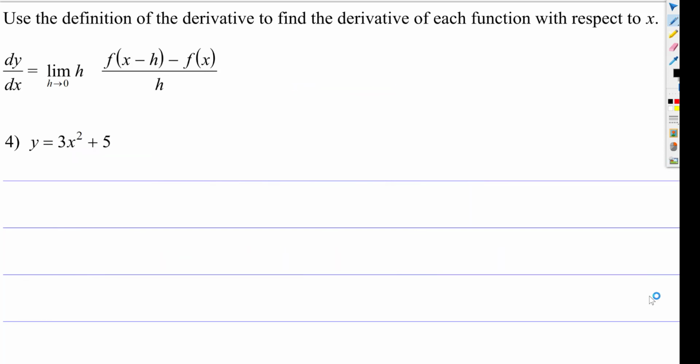Okay, this one is a little bit dicier. I don't know how much time we just wasted. But anyway, this one's a little bit dicier. Notice this is a quadratic. So its graph, we're going to go up 5. 1, 2, 3, 4, 5.